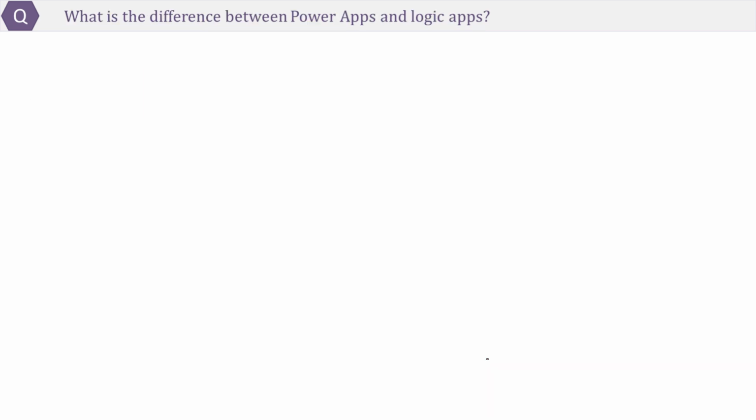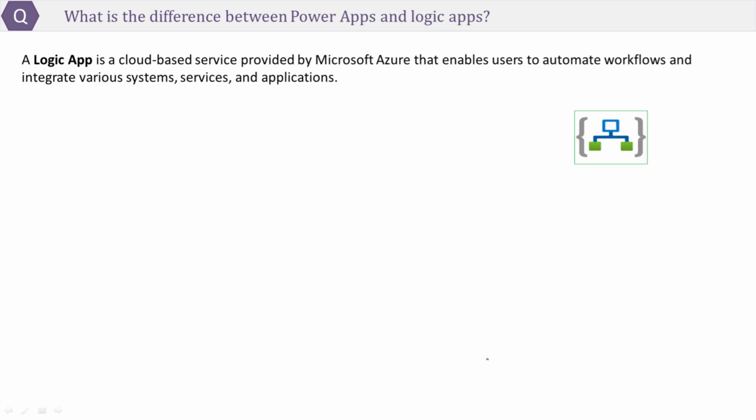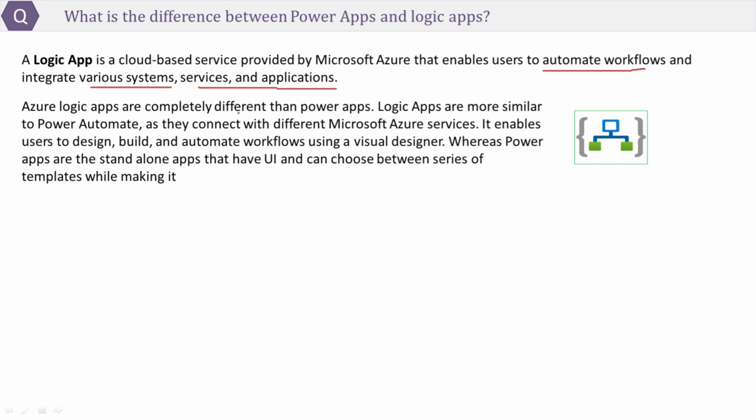The next question is, what is the difference between Power Apps and Logic Apps? A Logic App is a cloud-based service provided by Microsoft Azure that enables users to automate workflows and integrate various systems, services, and applications. So Azure Logic Apps are completely different from Power Apps. Logic Apps are mostly similar to Power Automate as they connect with different Microsoft Azure services. So here are some of the major key differences between Power Apps and Logic Apps.